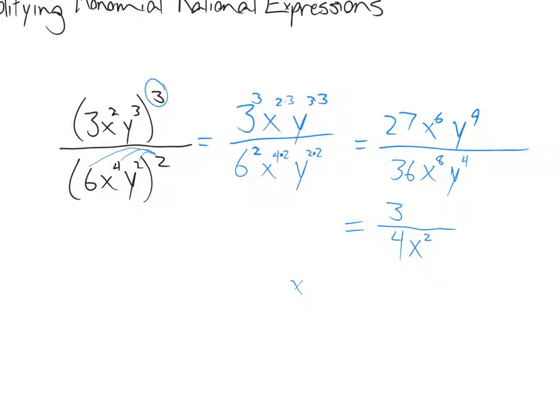Again, all you're doing here is you've got a fraction with 6 x's on top and 8 x's on the bottom. So that's a 1, that's a 1, that's a 1, that's 1, that's 1, that's 1. So you just have a 1 over x times x. So it's the x squared is on the bottom.